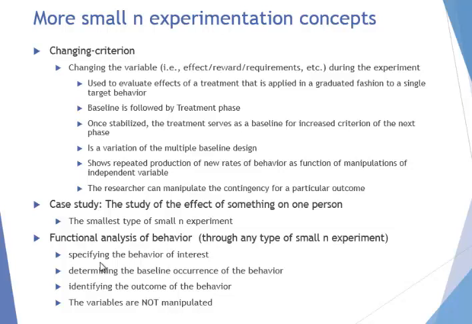You want to define, as we learned in earlier chapters, things as specifically as possible. You don't want to just say the person is nice. That's not good enough. You want to specify what your hypothesis is. What will the person's specific reactions be? Determine the baseline occurrence of the behavior. You want to establish something that would be expected without the treatment, or without the independent variable. Then, of course, you want to identify the outcome of the behavior, which is the effect of the treatment on the dependent variable. And you want to make sure that the variables are not manipulated by other confounding variables.